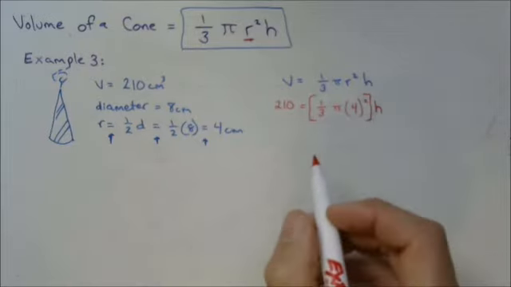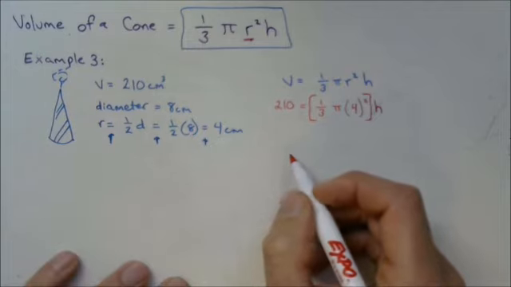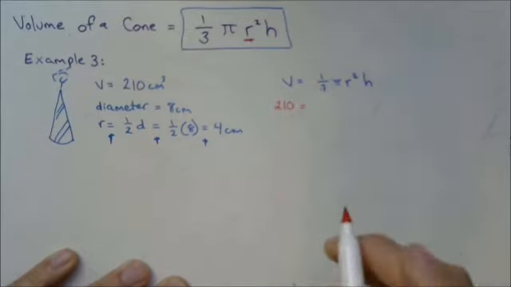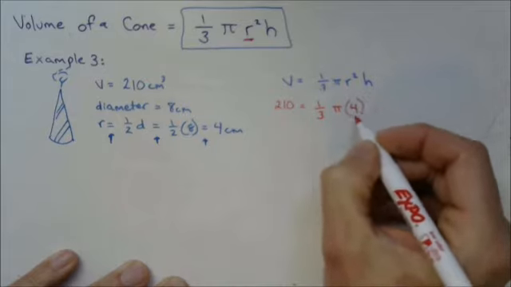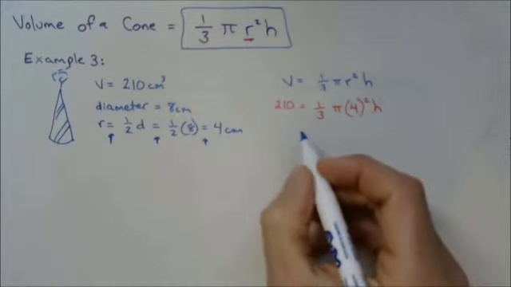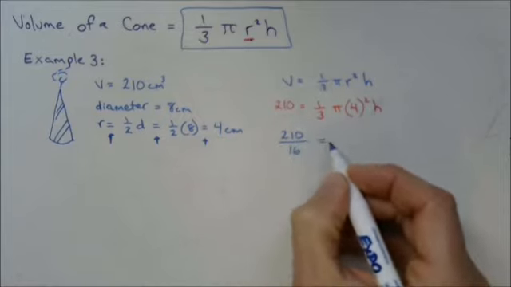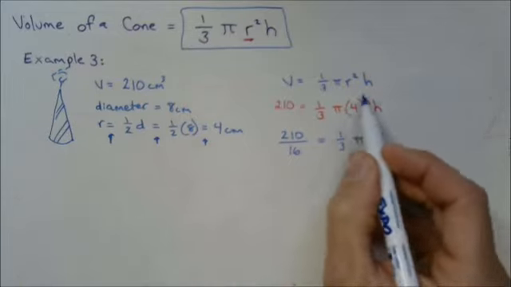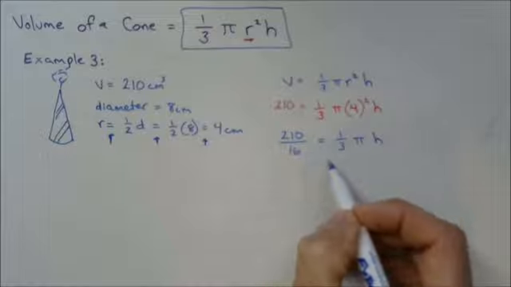I'm not going to do that. I'm going to go step by step. I'm going to first divide both sides by 16, but I'm just going to write it out so that you can pay attention to how to rearrange an equation. So I'm going to erase this for a sec. Go back to 1/3 pi 4 squared h. All right. So to divide by 16, I've now got 210 divided by 16. On this side, I still have 1/3 pi h. So dividing by 4 squared has been taken care of. I divided this side by 4 squared, I divided this side by 4 squared, and this is what I'm left with.